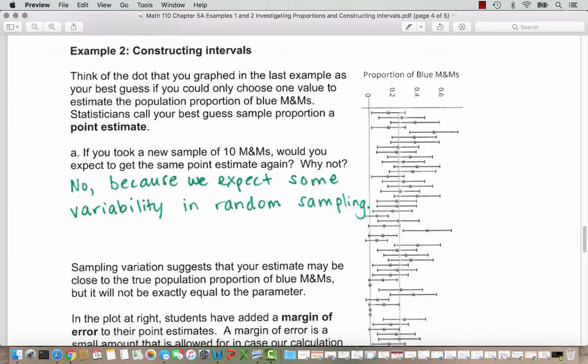If you took a new sample of 10 M&Ms, would you expect to get the same point estimate again? Why not? So no, we would not expect that same estimate to come up again in most cases because we expect some variability in random sampling. So if you got 2 out of 10 this time, the next time you might get 3 out of 10 or 1 out of 10 or 0 out of 10. You expect there to be a little bit of variety and not to get the same proportion every time because we're doing random samples.